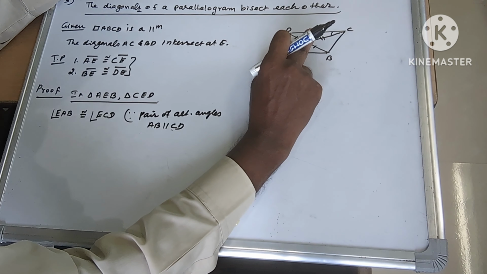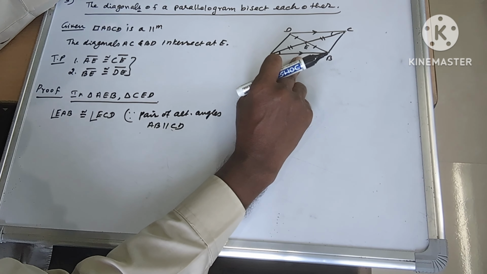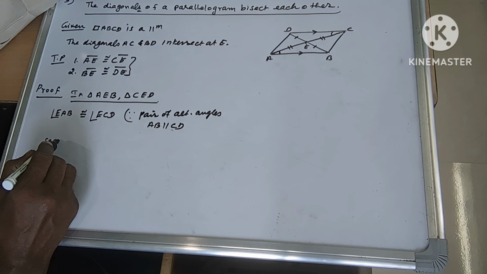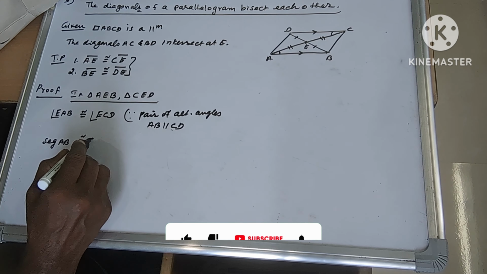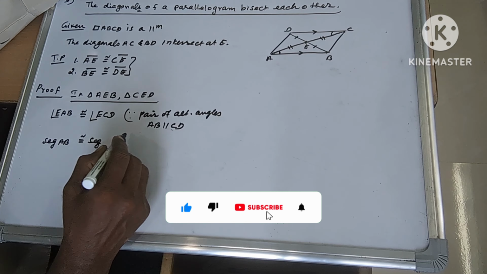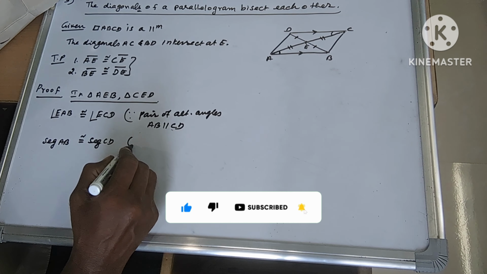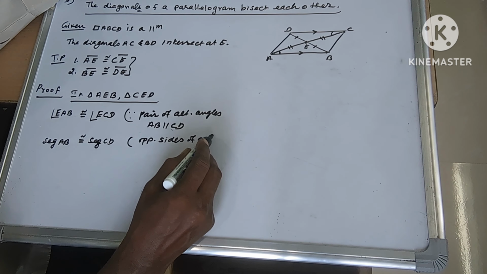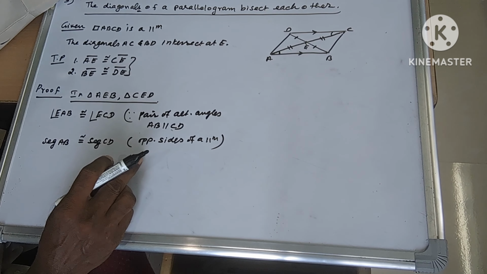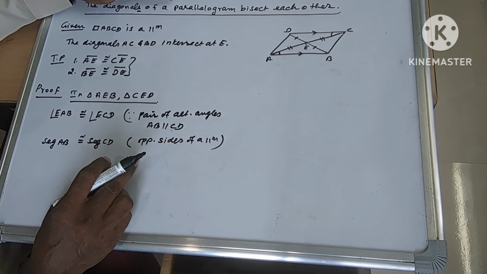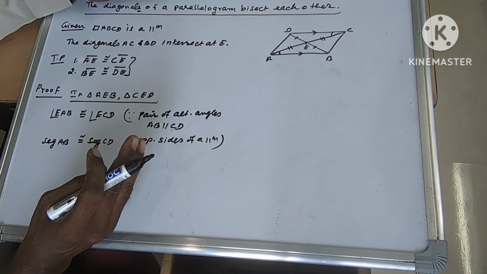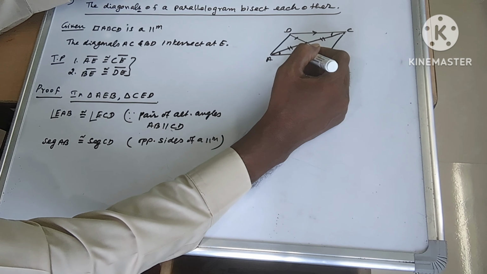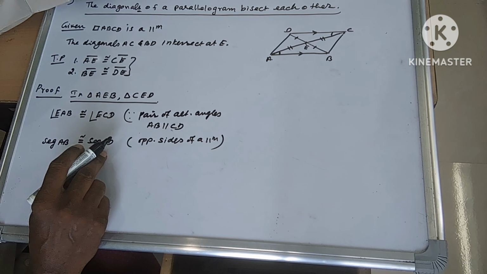Next, sides AB and CD are congruent. Segment AB is congruent to segment CD. Why is this? Because opposite sides of a parallelogram are congruent. Opposite sides are parallel because this is a parallelogram. So opposite sides are parallel and congruent also. Since this is parallel, therefore these two angles are congruent. Now these two are congruent, we say, AB and CD.